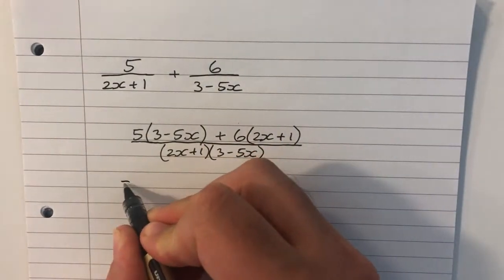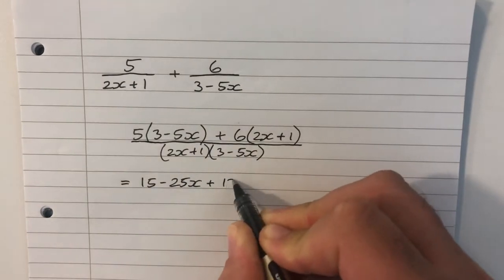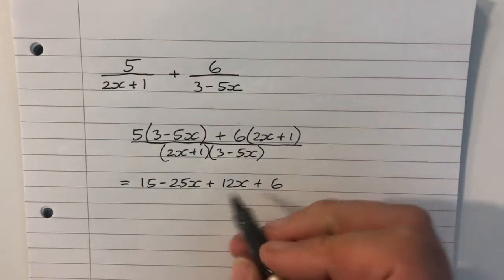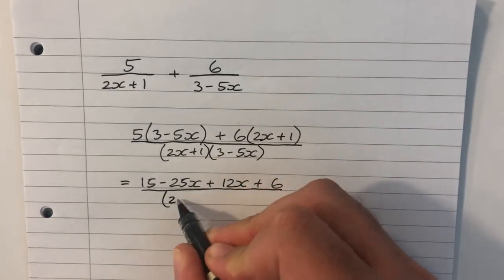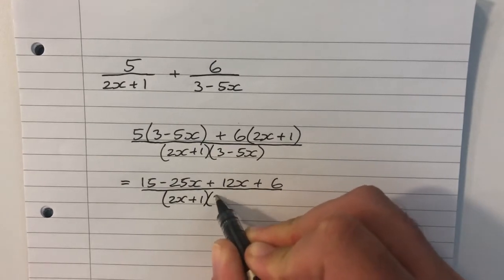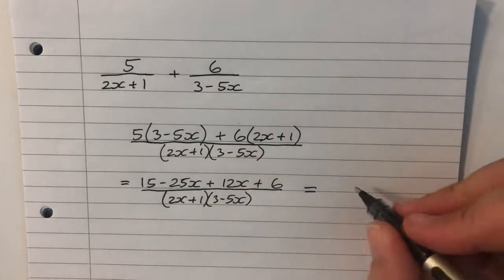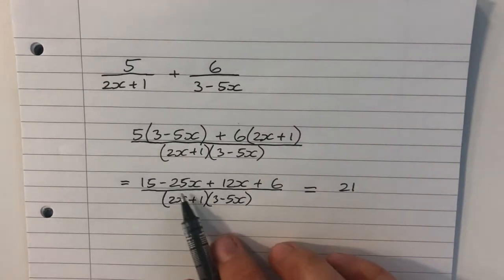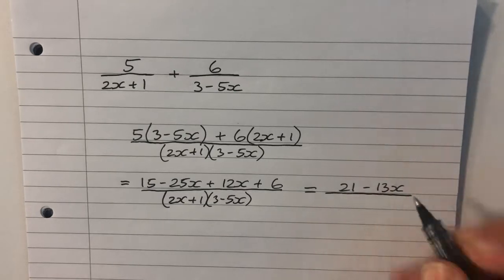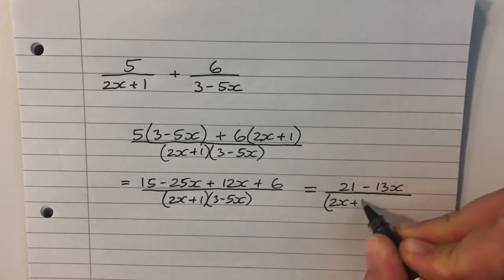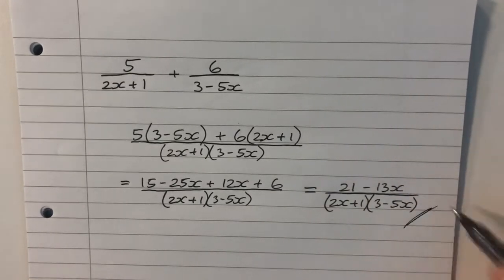So to simplify it, let's multiply out the brackets. So we're going to get 15 minus 25x plus 12x plus 6. And that's going to be all divided by, I'm going to keep this factorised, 2x plus 1, 3 minus 5x, and then we can combine the like terms on the top. So 15 plus 6 is 21. Minus 25x plus 12x is minus 13x. And that's divided by that denominator. Keep the denominator factorised, it's just a bit neater. And then that's my solution.